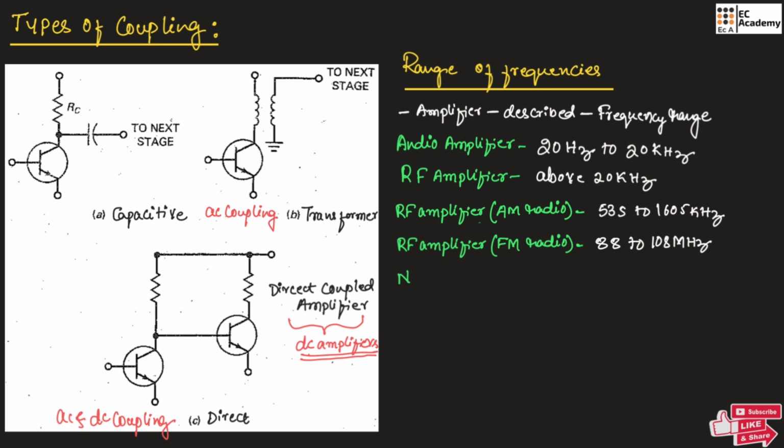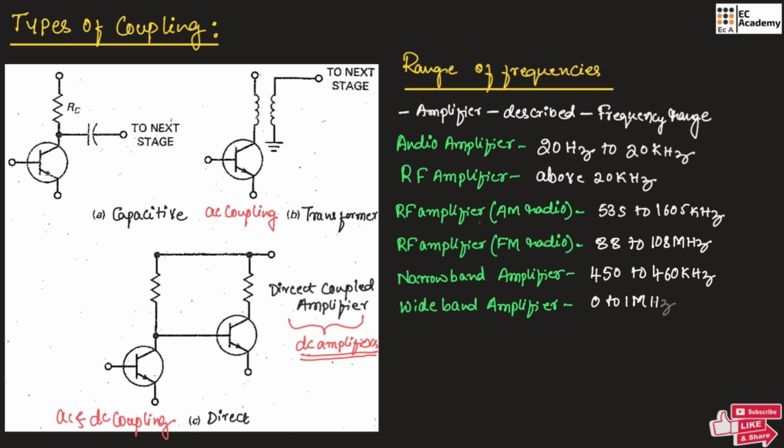A narrowband amplifier operates in the range of 450 to 460 kHz. A wideband amplifier operates in the range of 0 to 1 MHz. These narrowband amplifiers are usually tuned amplifiers which are used for radio and television signals. So we can describe amplifier with its frequency range.